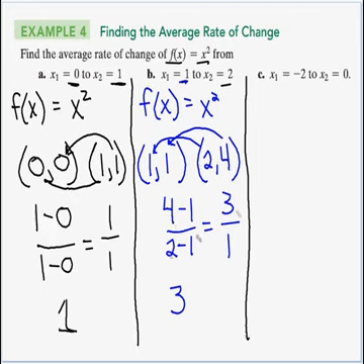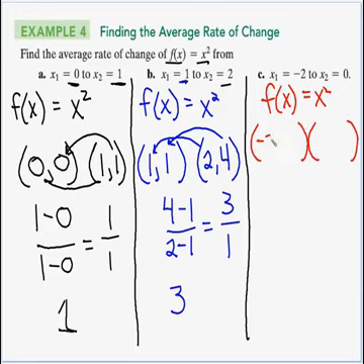Yeah, 4 minus 1 is 3, 2 minus 1 is 1. Our slope, our average rate of change, is 3. And our last little piece here, I'll switch over to red. Same function, f of x equals x squared. And what they gave us are 2 x coordinates.